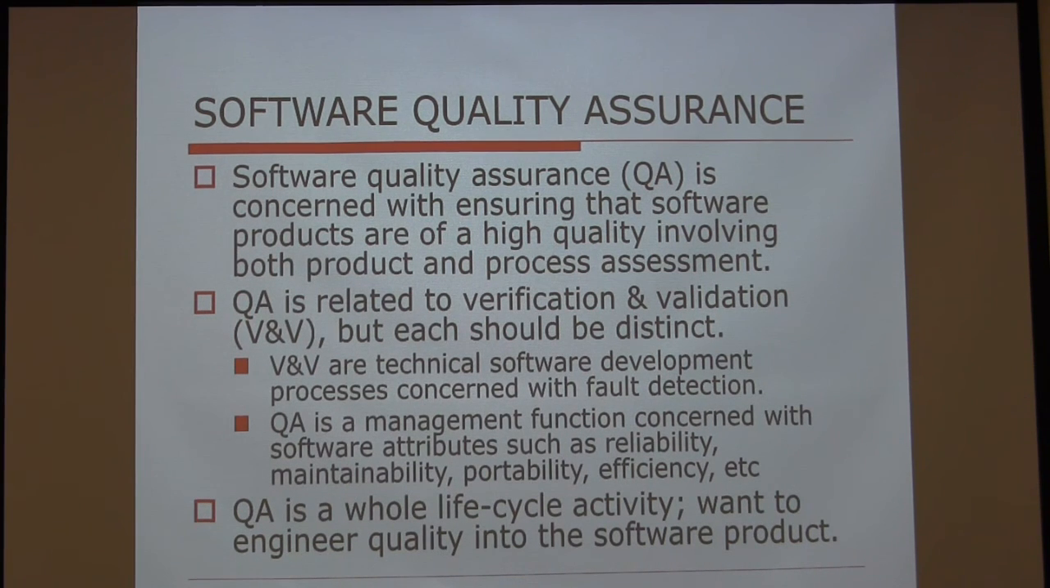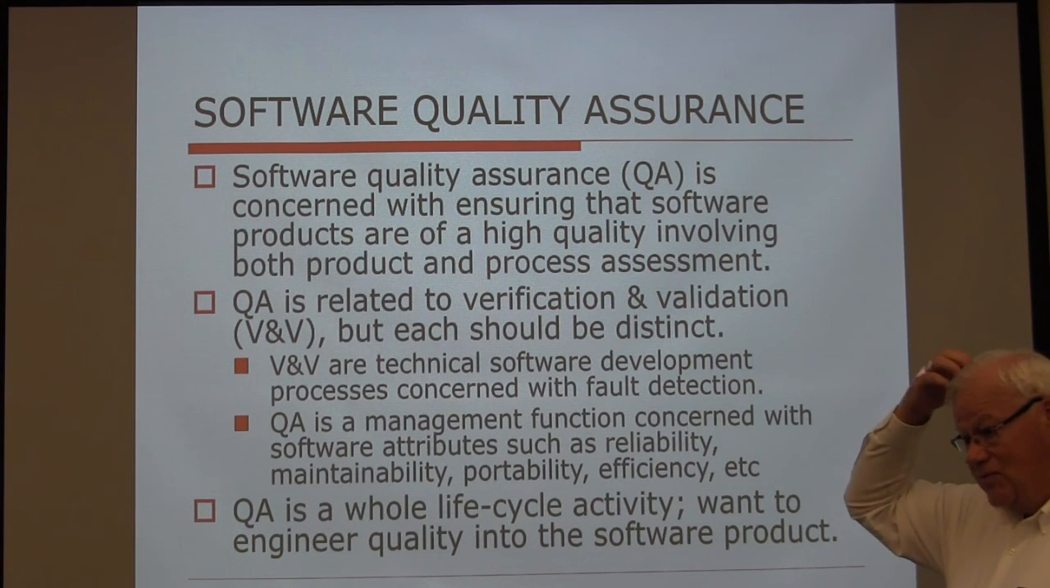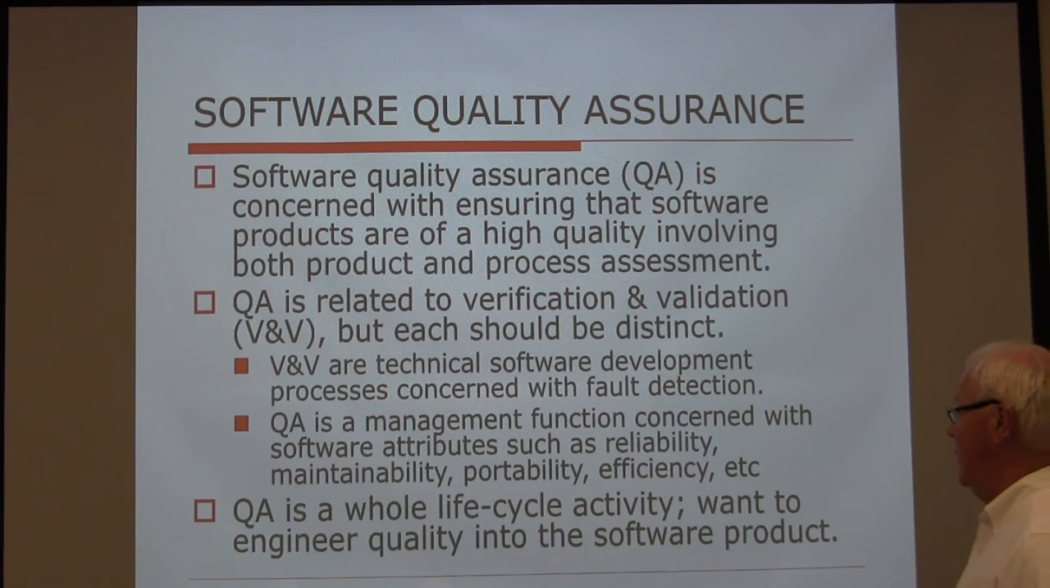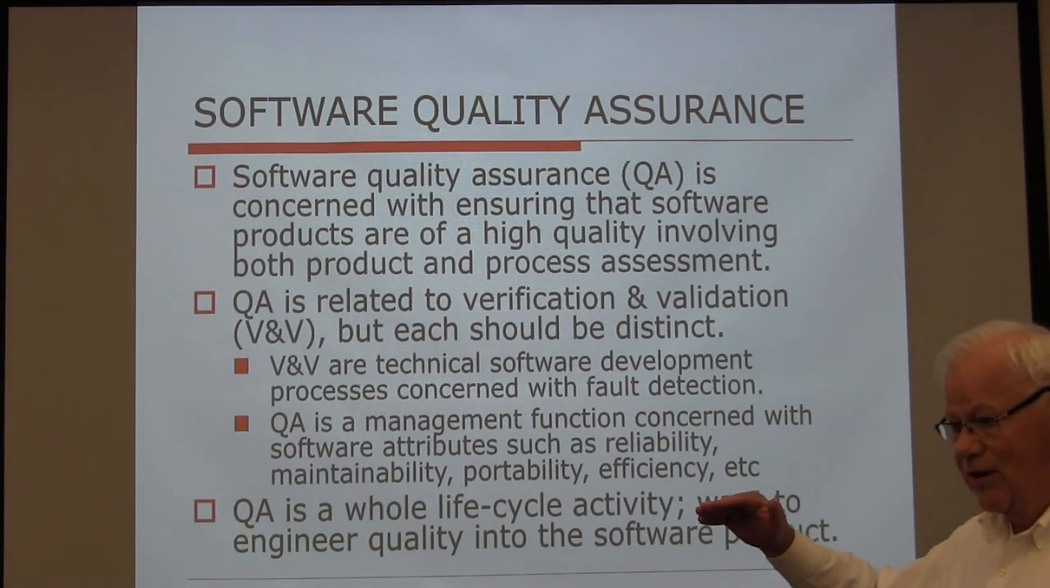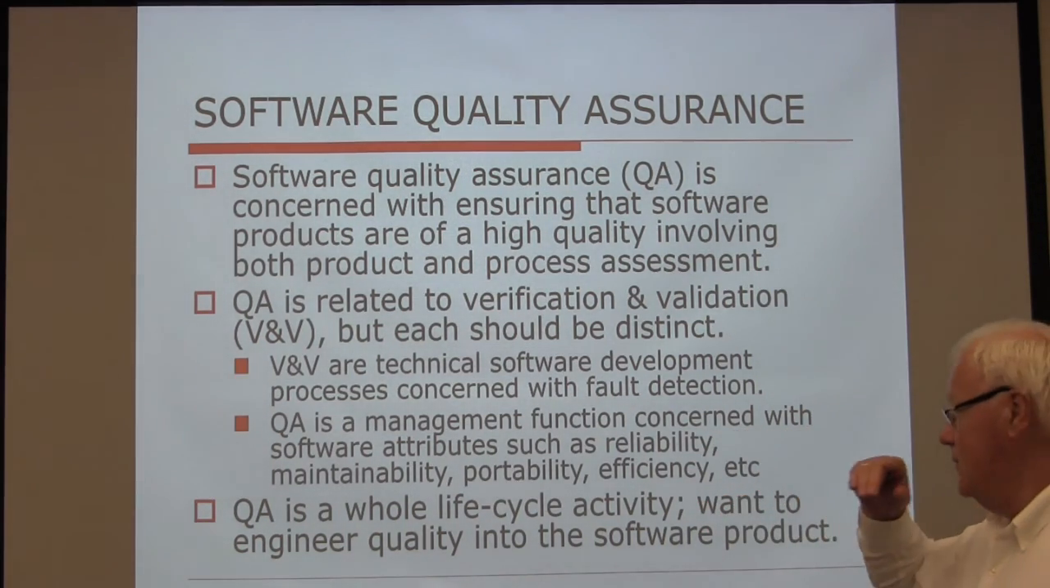Okay. So, what is quality assurance? Well, it's ensuring that the software products are high quality. Now, obviously, testing for bugs helps ensure that, doesn't it? But there's so much more to quality than just making sure there aren't any bugs in it. It is related to the verification and validation we talked about before. QA is a management function. So although QA happens at all levels, the reporting of it has to go back to management.